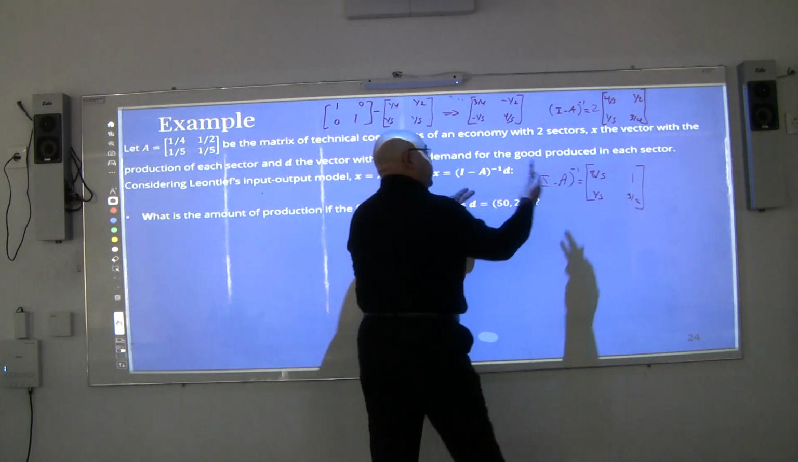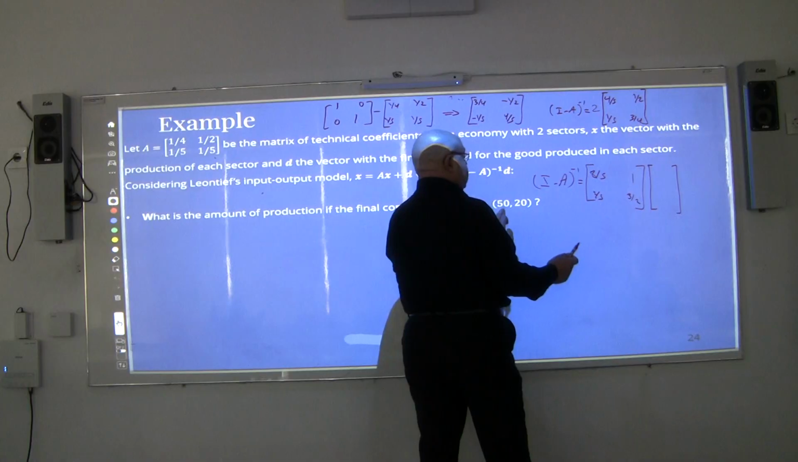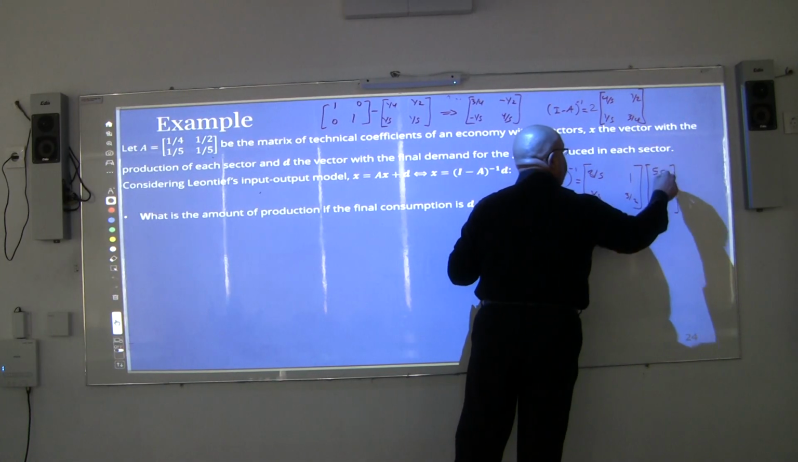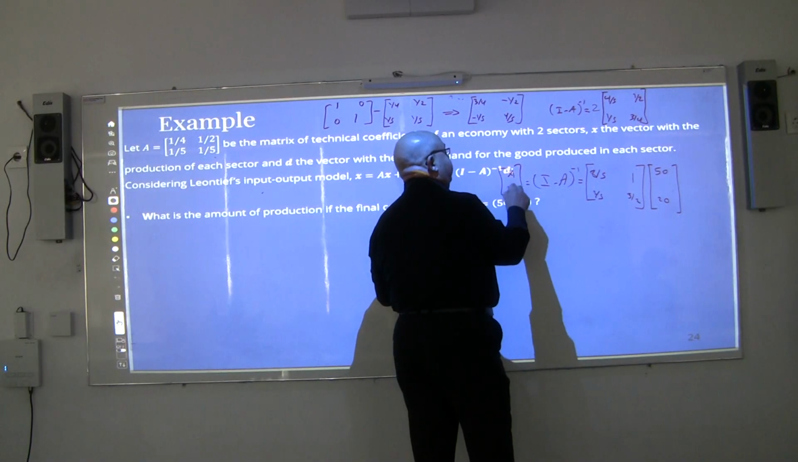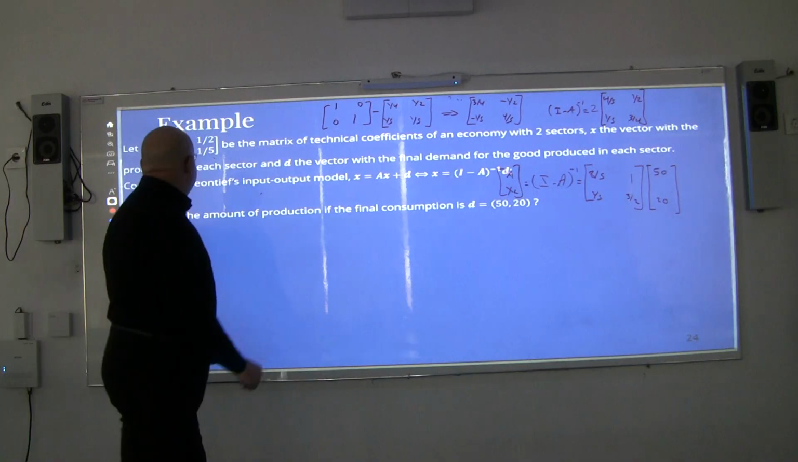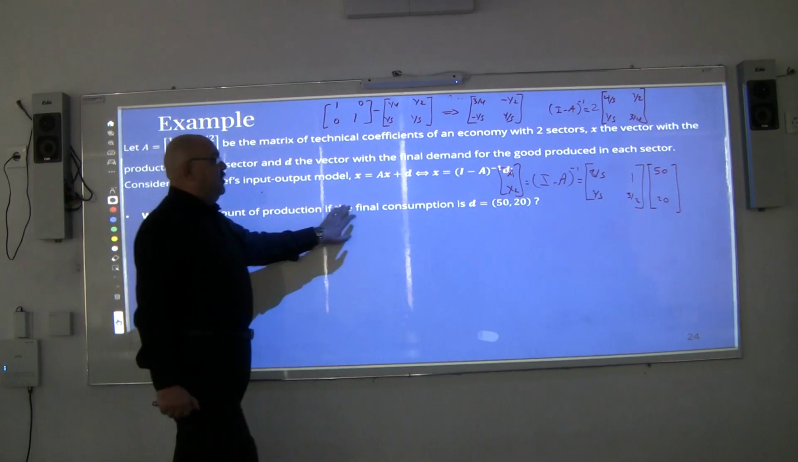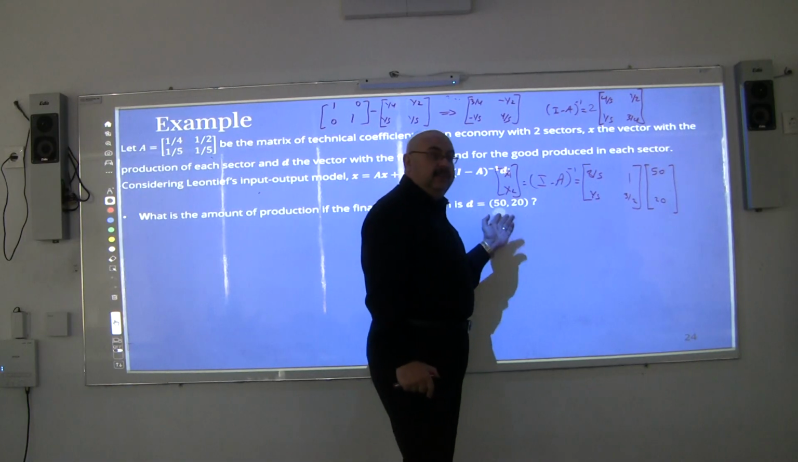You need the production. So I will multiply this matrix by the demand column. The demand column is 50 and 20. And this will give you the production of the first sector and the production of the second sector. This is what's required: what's the amount of production if the final consumption, which is the demand, is given by 50 and 20.